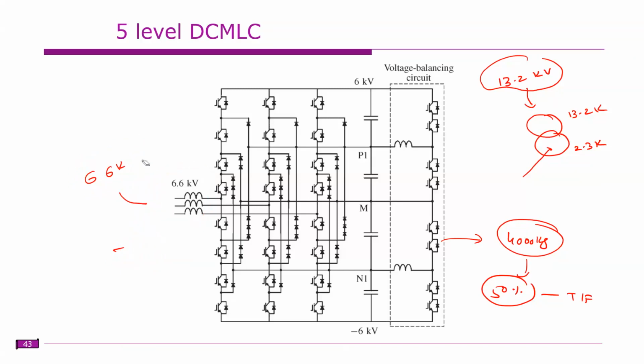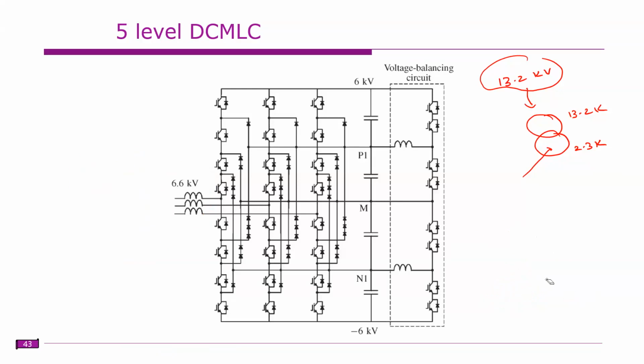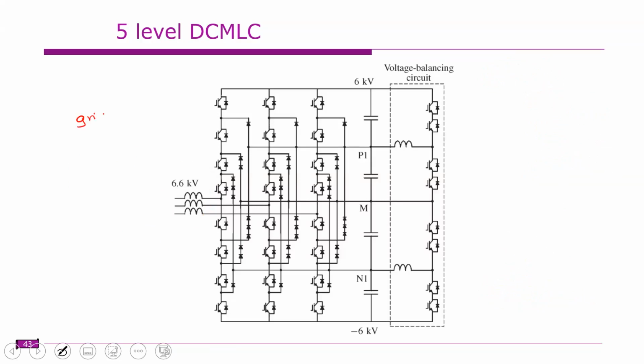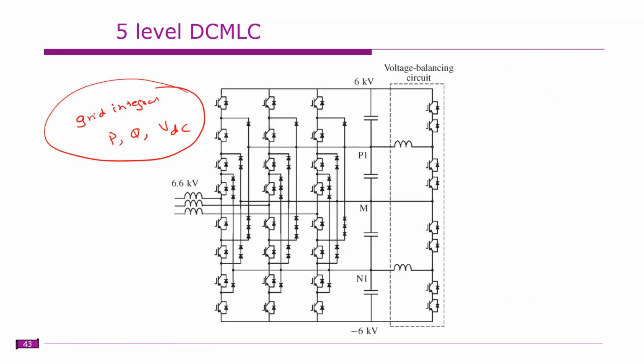So these are the fundamentals of multi-level inverters. In the next class I will stop here, because a lot of disturbance is coming. Next class we'll start with grid integration: how to integrate the converters into the grid, and how to control active power, reactive power, and the voltage. We'll see that in the next class. So we'll stop here. If you have any questions, you can ask me.